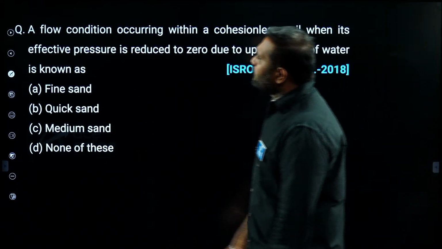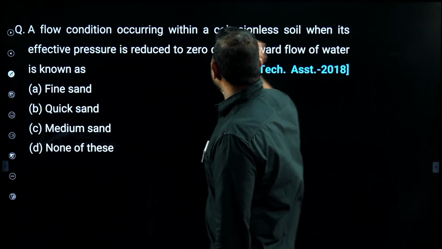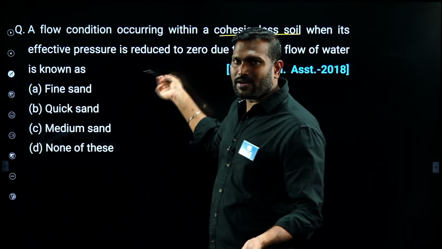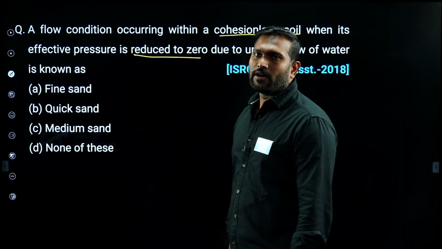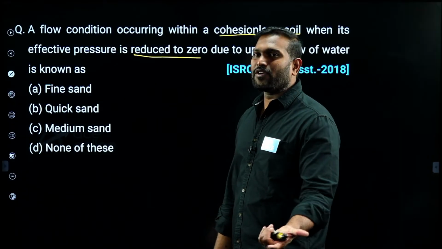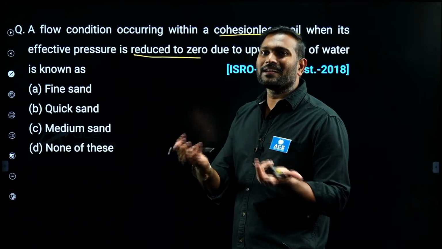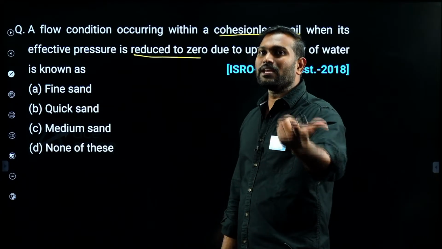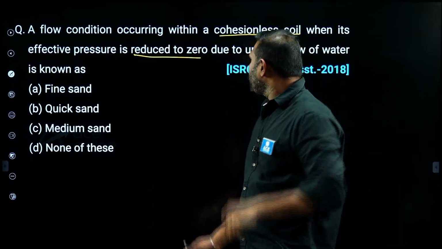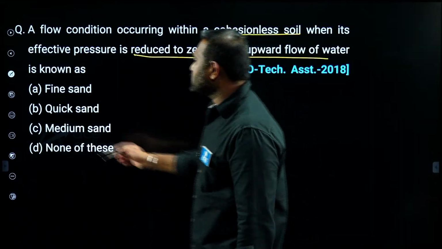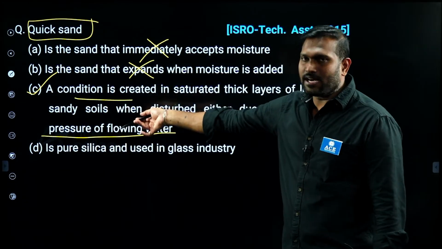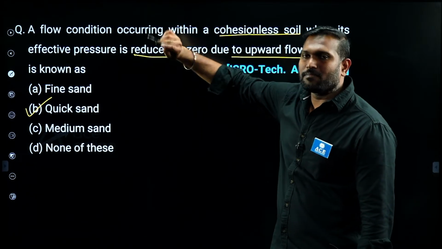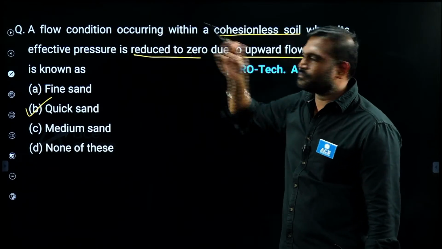Now, a flow condition occurring within a cohesionless soil. Cohesionless soil is nothing but our fine sand. When its effective pressure is reduced to 0. What is the meaning of effective pressure reduced to 0? When the effective pressure is 0, contact between particles is 0, and soil starts to behave like a liquid. Then it starts to overflow. So due to upward flow, we call it a quicksand condition. In the previous question they asked quicksand is a condition. Here they just modified the question.